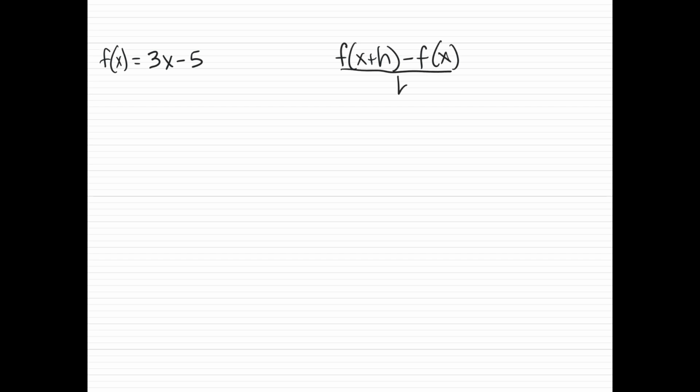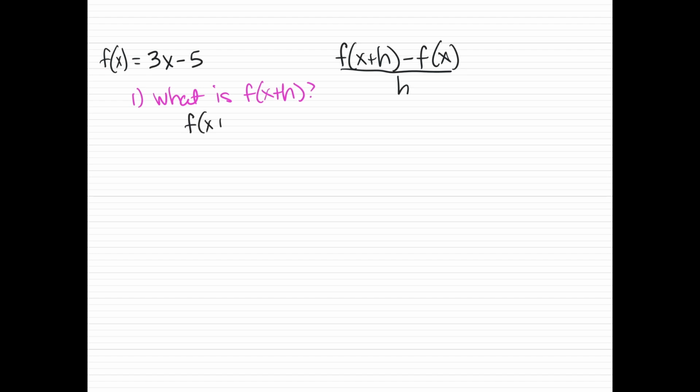The difference quotient is actually a different way of writing the slope. Instead of x1, y1, and x2, y2, we have x and a number that's x plus h. Still doing the slope, the y values divided by the difference in the x values.